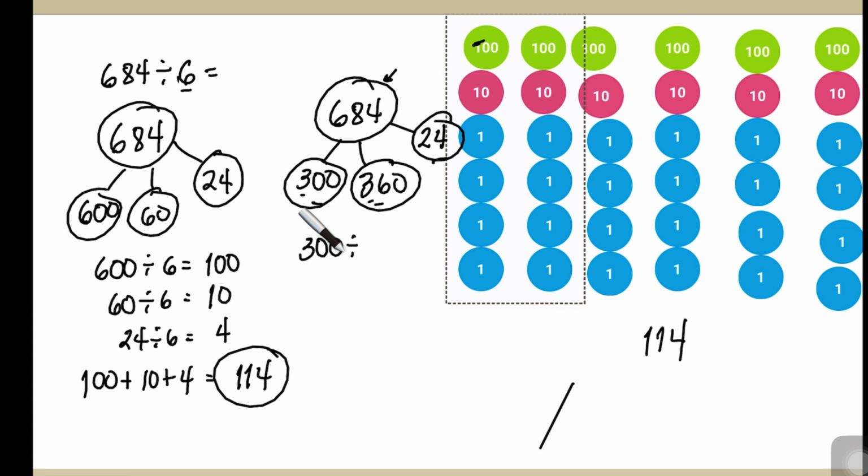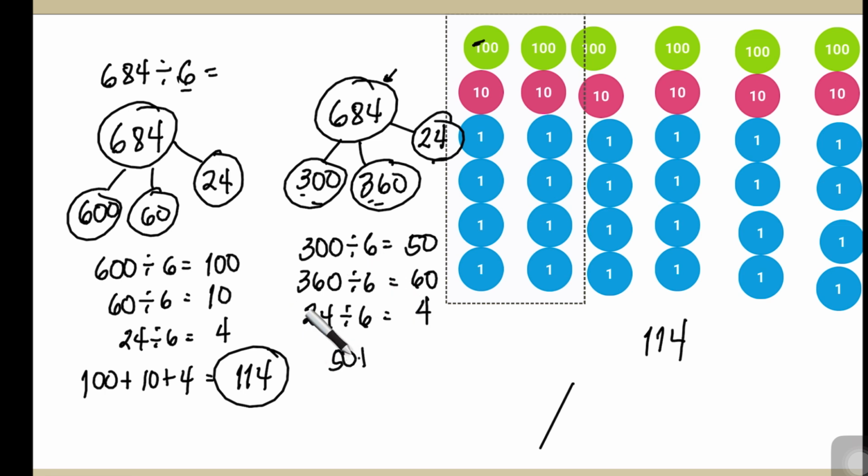300 divided by 6 is 50. 360 divided by 6 would be 60. And then 24 divided by 6 is 4. So if I add all these, 50 plus 60 plus 4 would still give me 114.